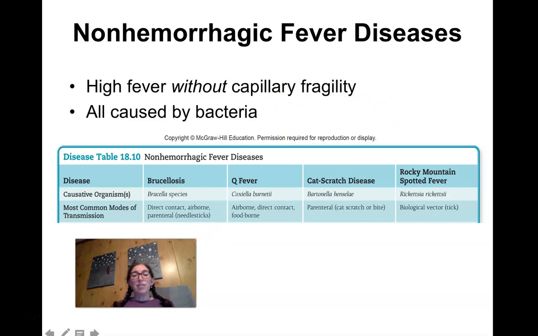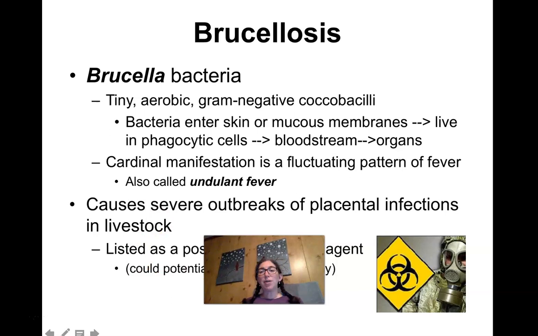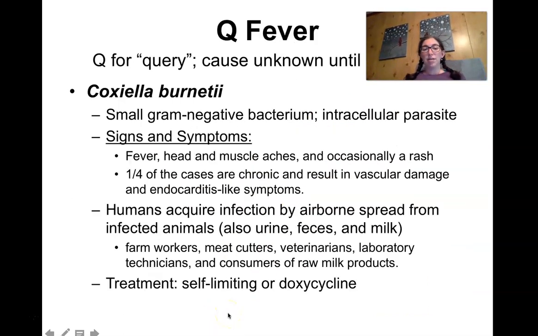Non-hemorrhagic fevers, these ones are pretty uncommon, so I'm going to sort of rush through them. Brucella is actually more important as a pathogen for livestock. It causes placental infections of livestock and causes death and miscarriage in a lot of livestock, so it's really more threatening to the agricultural industry than it is to people. But people can get it as well: if the bacteria enters through an opening in the skin or a mucous membrane, then it can cause a disease called undulant fever. So it's a fever disease.